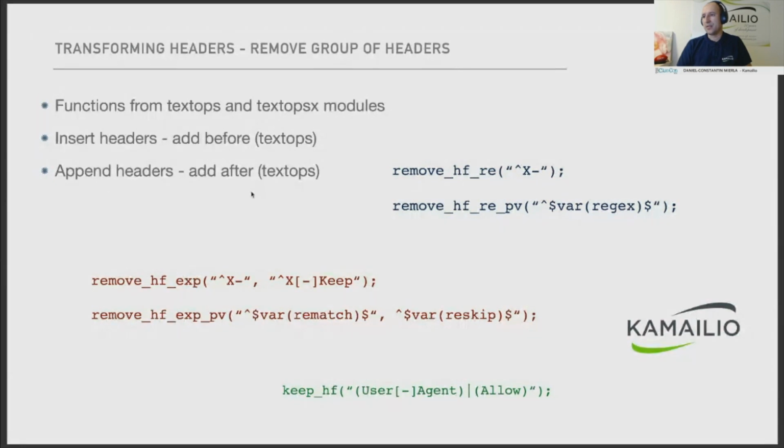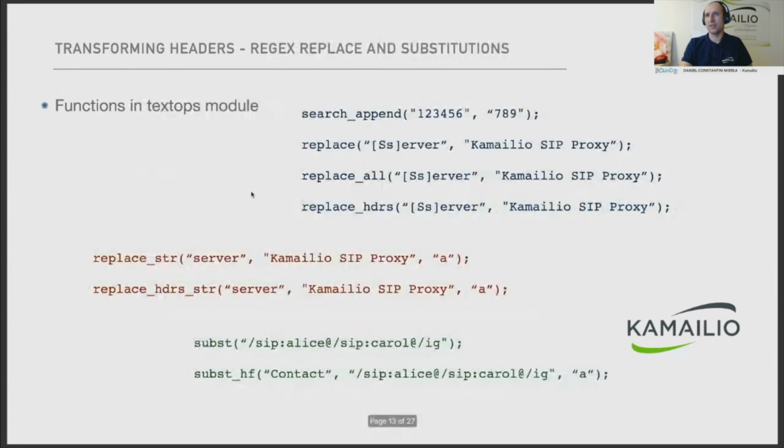Then we have the function for keeping the mandatory headers and the list of the headers that you want. So the mandatory headers would be like CSeq, Call-ID, From, To header, Contact, so the important ones for routing, and everything else will be removed with the exception of the list you provide as a regular expression. We have more variants here.